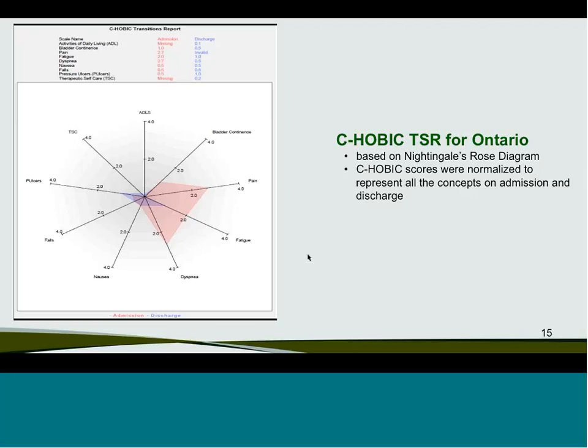So you can see in this case, there were some missing data, which is done intentionally so that we can show you what happens or how it looks when there's missing data. But the admission assessment is charted in red, and the discharge assessment is charted in blue. So you can see that on admission, the pain score was between 2 and 3. And on discharge, it was almost 0.